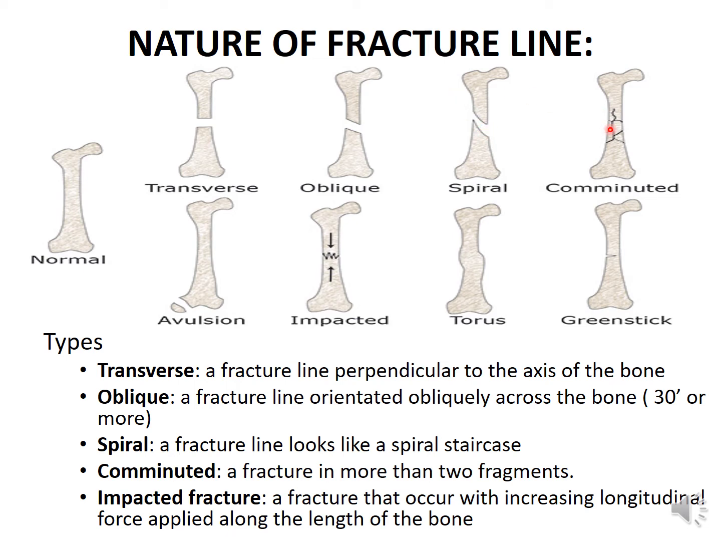Then next is the multiple fragment fracture, which is called a comminuted fracture. Next, where the segment has been displaced, it's an avulsion fracture. Then there is an impacted fracture, with increasing longitudinal force applied across the length of the bone. Then next there is a torus fracture. In torus fracture there is no break in the cortex, there is only remodeling. Last is the greenstick fracture, a fracture from a direct blow on either side of the bone.